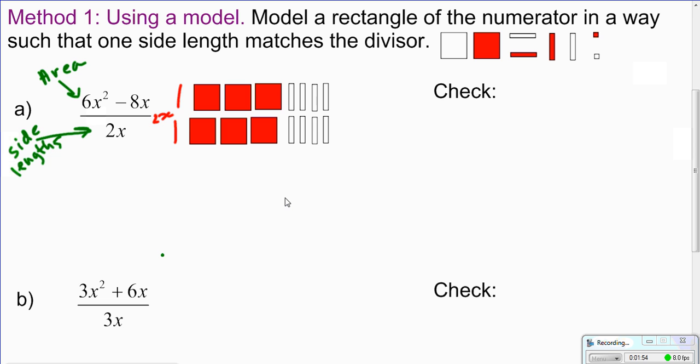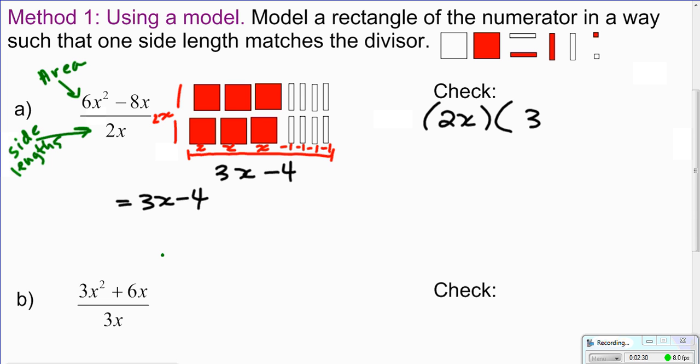So now we need to figure out what the other side length is for our division. So if we're looking along this side length, we have x and x and x and -1, -1, -1, -1. So we have 3x minus 4. So 6x squared minus 8x divided by 2x equals 3x minus 4. And so the way that we can check is by multiplying the 2 side lengths together. So we're going to check by going 2x times 3x minus 4.